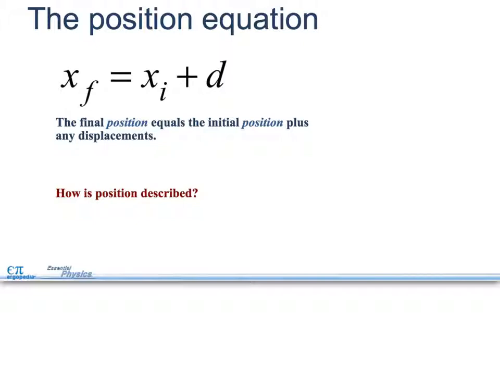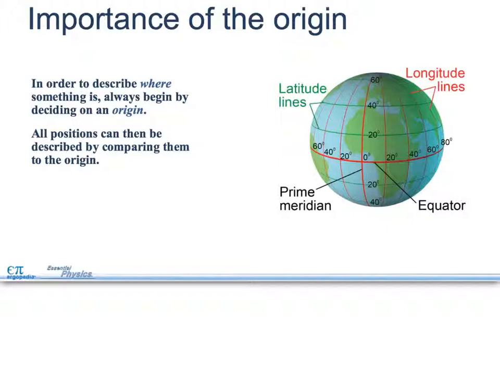So the final position equals the initial position plus any other displacements. So xf equals xi plus d. How is position described? In order to describe where something is, always begin by deciding on an origin. All positions can be described by comparing them to the origin. Remember, on a graph we can have origins, where you have this being your origin of 0. It doesn't always have to be 0, though.